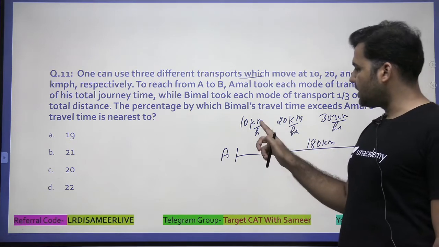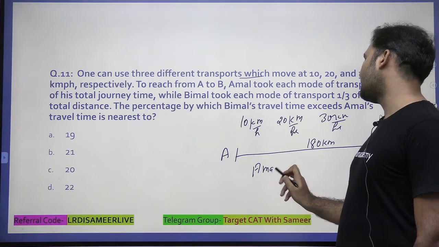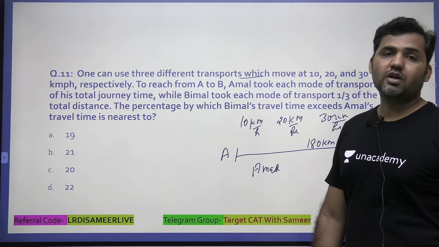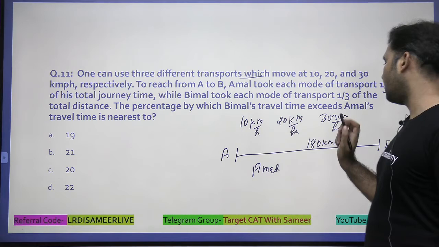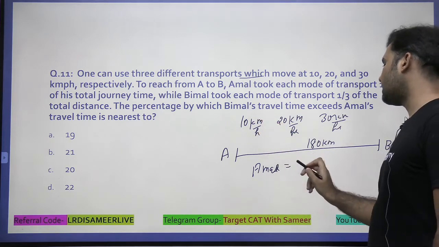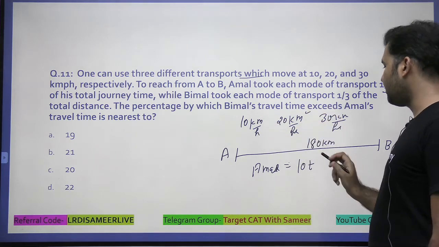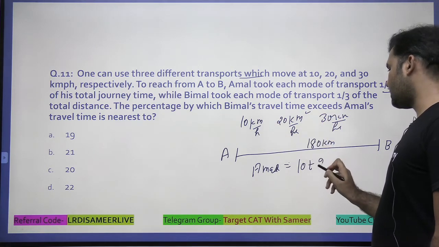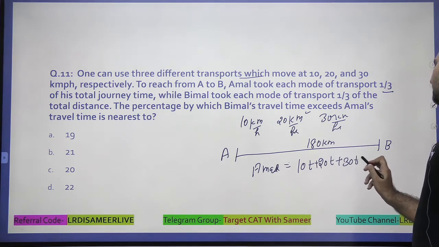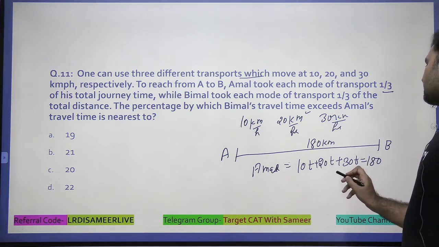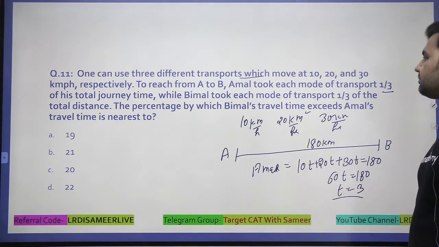Now, Amal is using each of these speeds for time T. So in T time, Amal will be traveling a distance of 10T. In the next T time, Amal will be traveling a distance of 20T. In the next T time, a distance of 30T. Now this total is 180. That means 60T is equal to 180. Now T is equal to 3.